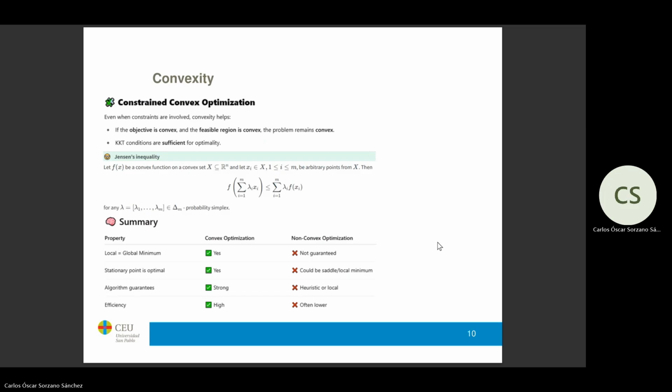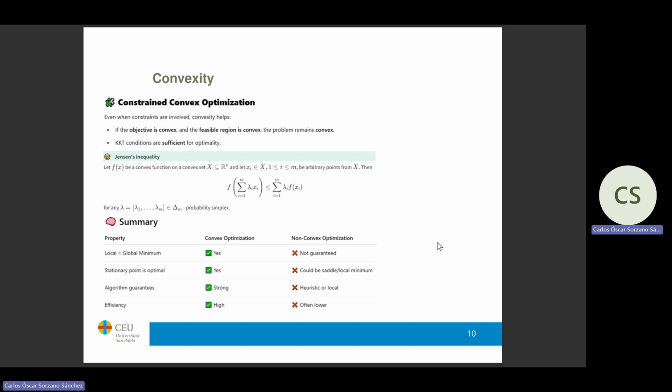Then you can have constraints. So let's say that you have a convex objective function, but now you have a constraint. So if the feasible region is convex, then the problem stays convex. So as long as the feasible region is convex, the convexity is not broken. And then the Karush-Kuhn-Tucker conditions are again sufficient for optimality. So normally they are necessary, but here, because the problem stays convex, it is also sufficient.